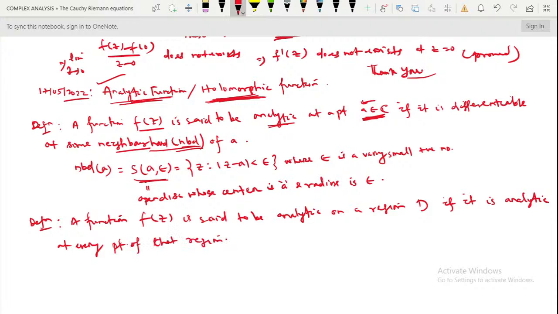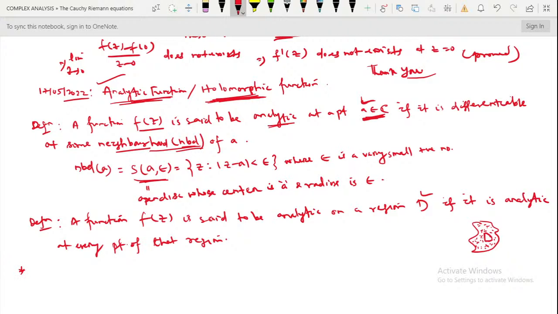Suppose this is the region and I am saying f is analytic in this region D. We already know how to check that f is analytic at a point. So a region has some points, and I will say f is analytic in this region D if f is analytic at every point of the region. So this is the definition of analyticity.